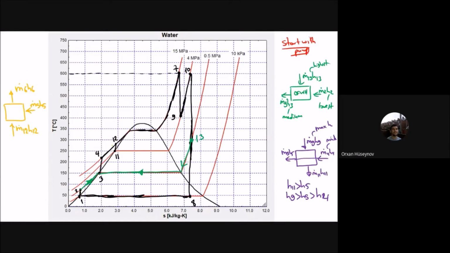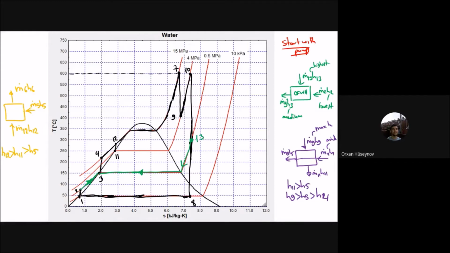And as you can notice, enthalpy of 11 is greater than enthalpy of 5, and the enthalpy of 12, you can see it here, is greater than enthalpy of 11. Therefore, enthalpy of 12 is greater than enthalpy of 11, and that one is also greater than enthalpy of 5. So it means that 5 is in between this range, 4 and the 5, and also 5 is more than the 4.